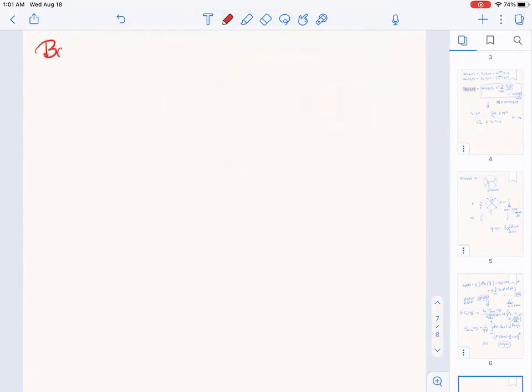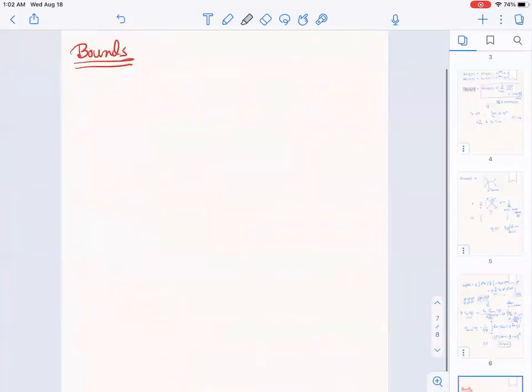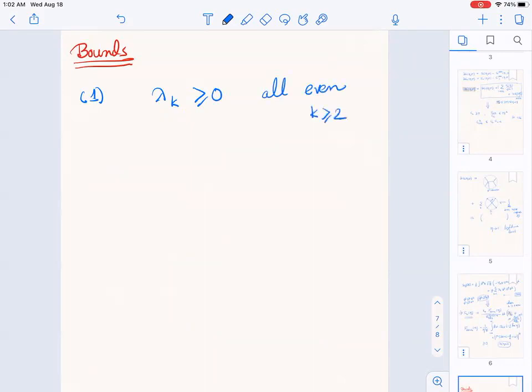Okay, now we're going to derive bounds. First, when we look at this expression, everything in this expression is positive other than this quantity. Everything else is positive. So the positivity of the CL coefficients now implies, the first thing we derive, that lambda k is positive for all even k greater than or equal to 2. So that's the first constraint.